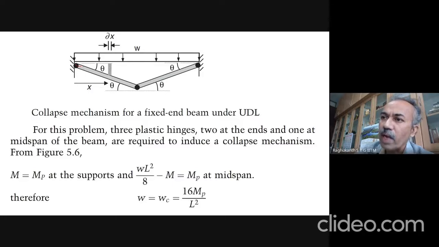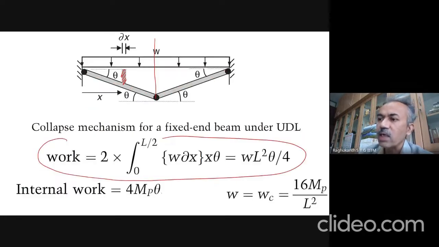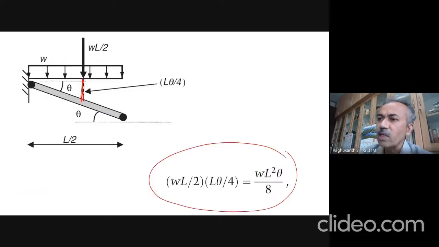You just form a mechanism like this, and then you find out the work done, that is the internal work done and the external work done by the load, and then you equate both of them, and you will get these numbers itself. That is 16 Mp by L squared. And then we have already seen, if it is a UDL, how to calculate the work done. You replace the UDL by a concentrated load W into L by 2, and then you find out the exact deflection. If you know this load, you multiply, so you will get the internal work done also.